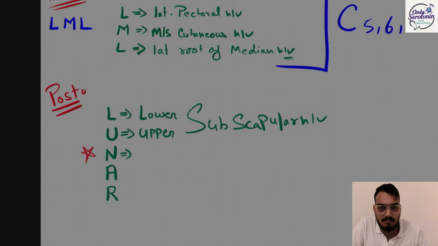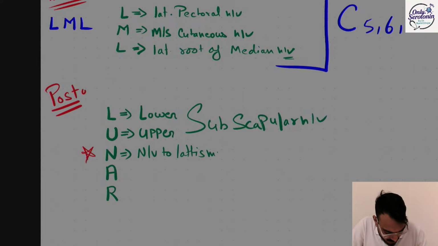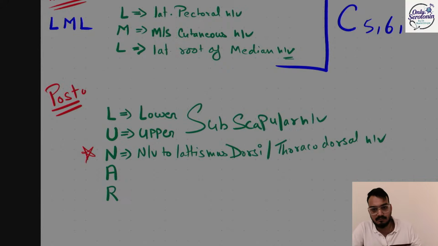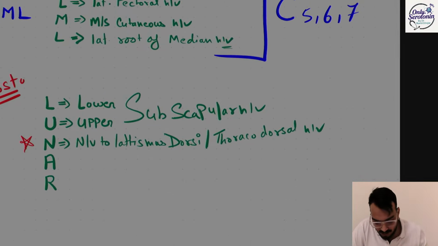I love this N. I will ask you about this N. N is what, guys? This N is your nerve to latissimus dorsi, also known as thoracodorsal nerve. It is the nerve to the latissimus dorsi, which is also known as thoracodorsal nerve.